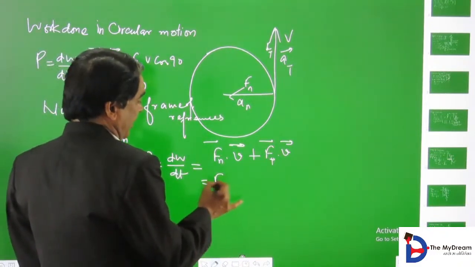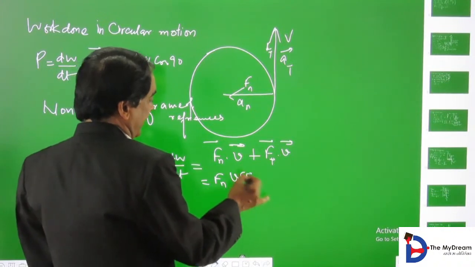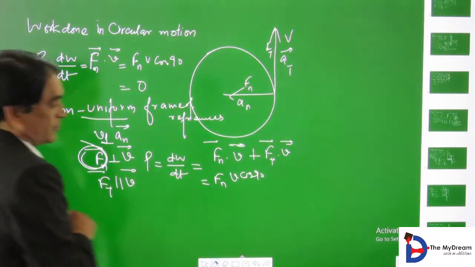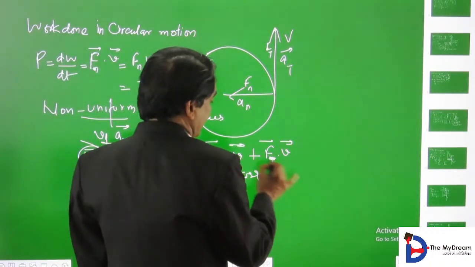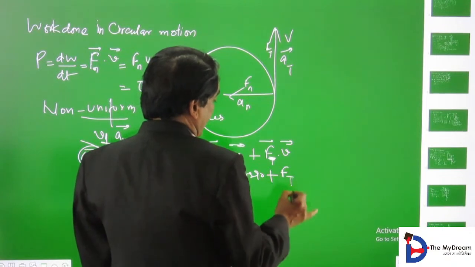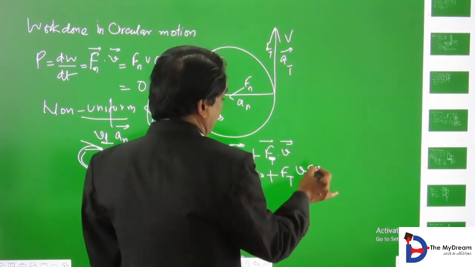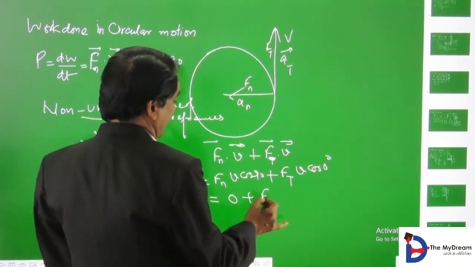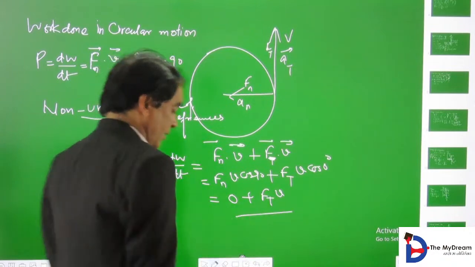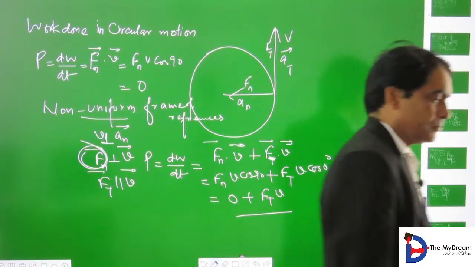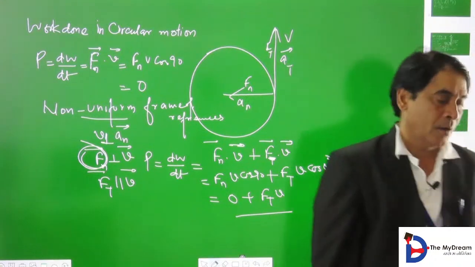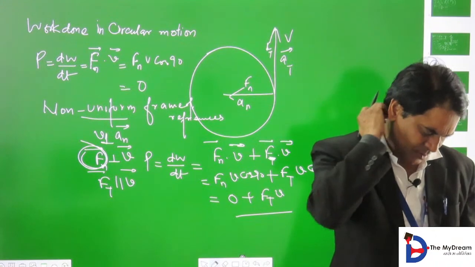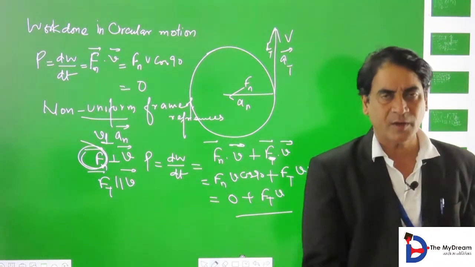So you can write Fn v cos 90 because velocity is perpendicular to the normal force. But this is Ft v cos 0. It will become 0, but it is Ft v. This is about the work done in a circular motion, or you can say power, because rate of doing work is called power.